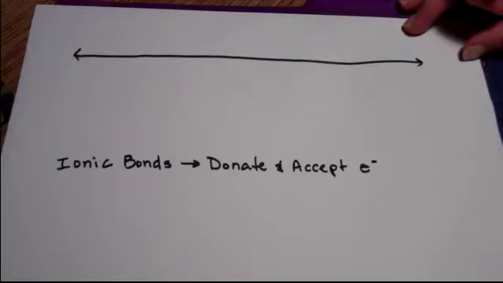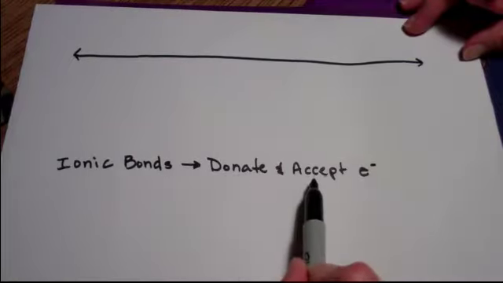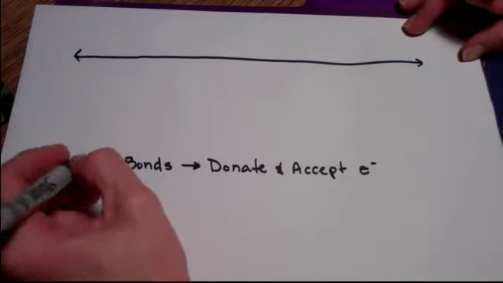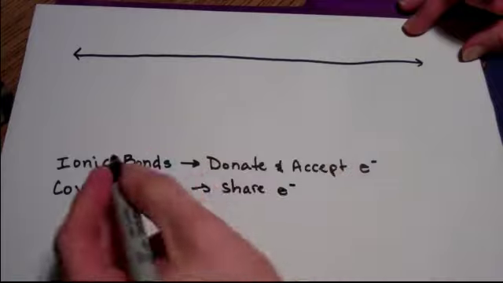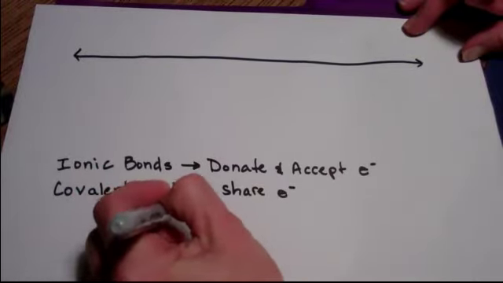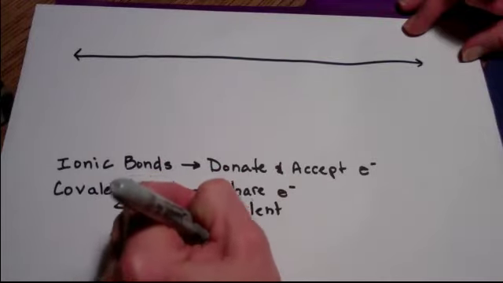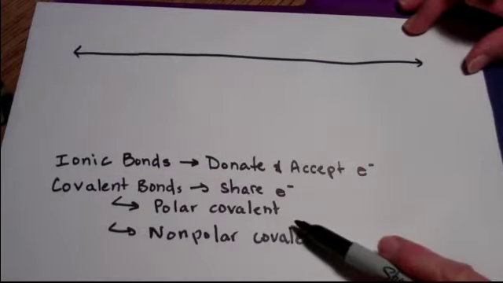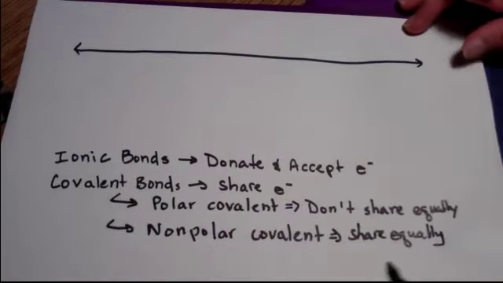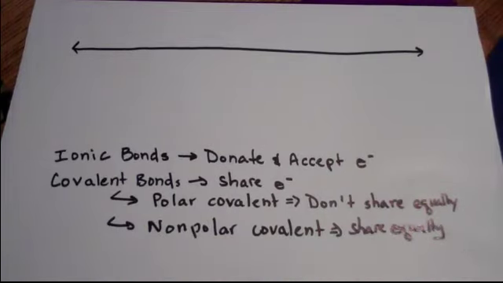So we said that ionic compounds or ionic bonds are formed when the atoms donate and accept electrons. Covalent bonds occur when the atoms are sharing electrons. And we said that there's two types of the covalent bonds. There's polar covalent and there's nonpolar covalent. The polar covalent bonds occur when they don't share equally, and the nonpolar bonds occur when they do share equally.